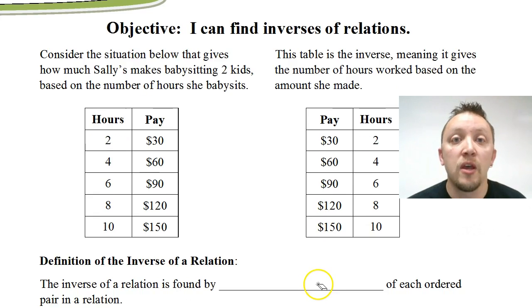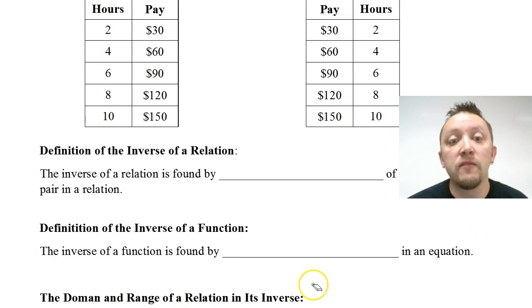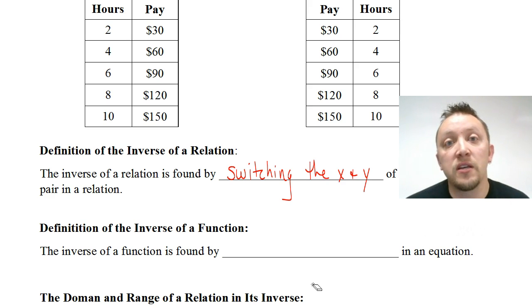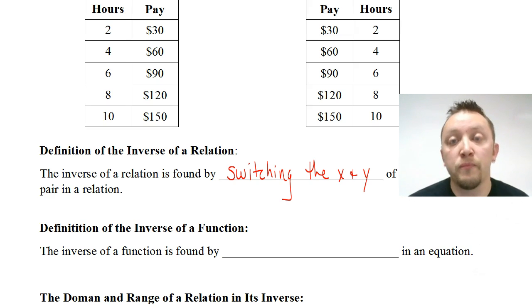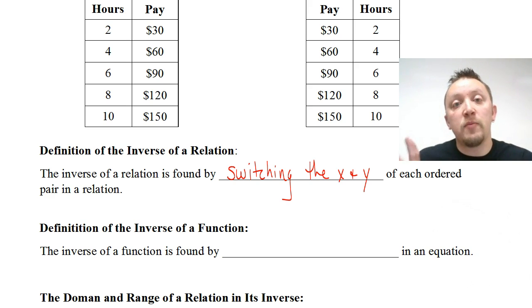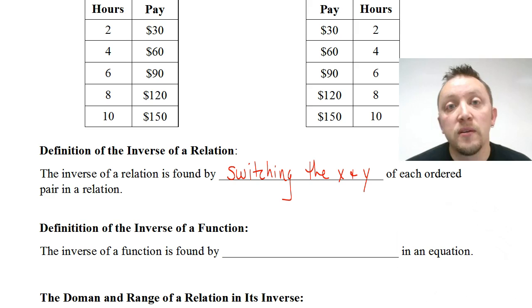which brings us to our first point about relations: the inverse of a relation, when we're dealing with a set of points, is found by switching the x and y for each ordered pair in our relation. So that's all you've got to do. When we look at the table on the left and the one on the right, the inverse is that information switched around, where we switch the x column with the y column.